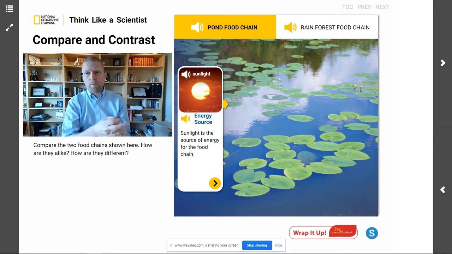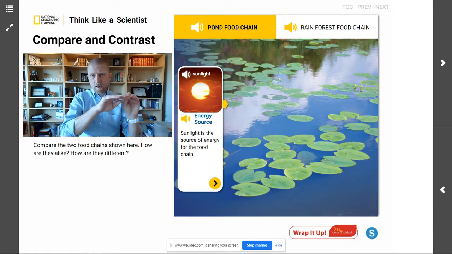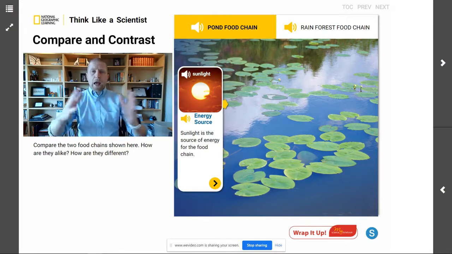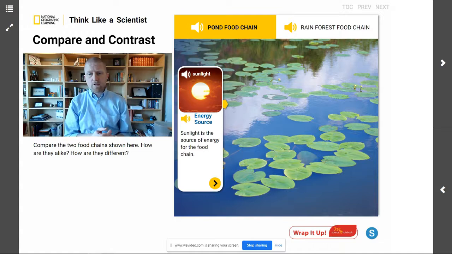Some of you remember that a food chain is a diagram that shows the pathway of energy as it flows from one living thing to another. So it's a pathway of energy. And what do the arrows in a flow chart represent? Like this arrow right here, what does it represent? Well, it represents the direction that the energy flows. It often means that one organism has been eaten by another organism.